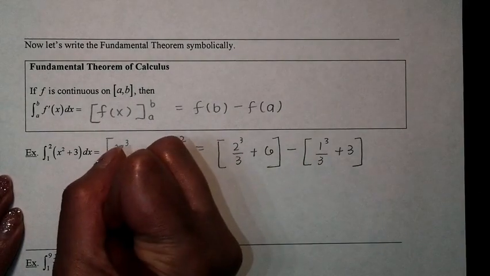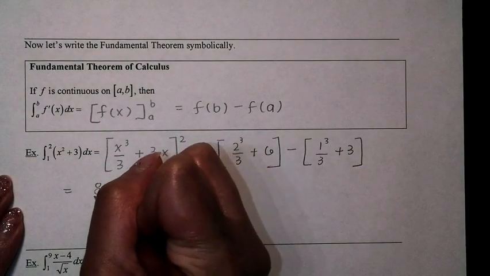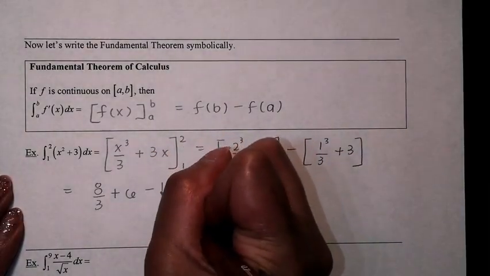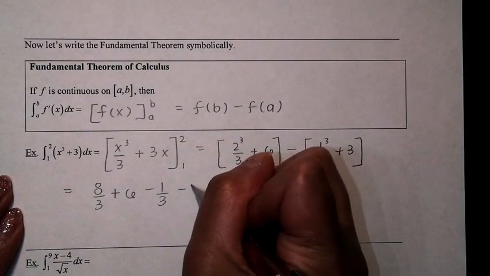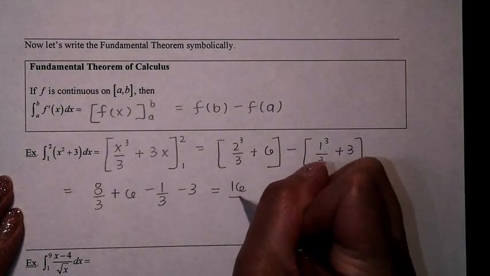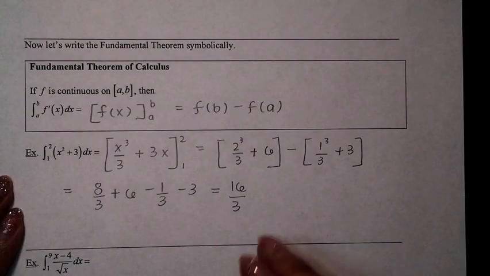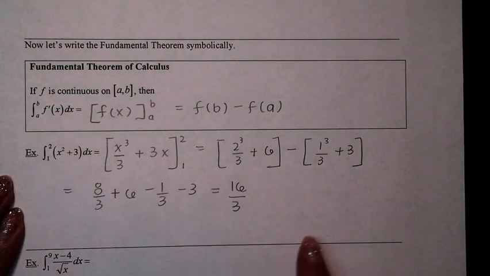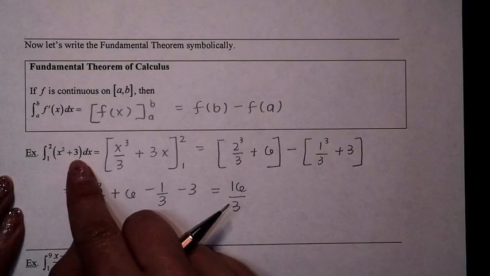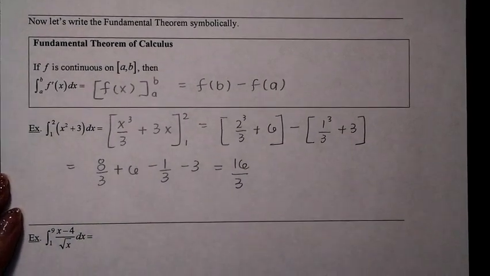So after that, what are we going to do? You know that it's 8 over 3 plus 6, then minus 1/3 minus 3, and you do these operations and you have that this is 16 over 3. Cool. So 16 over 3 units squared, that's the area between 1 and 2 under x squared plus 3. Isn't that beautiful? Let's do another one.